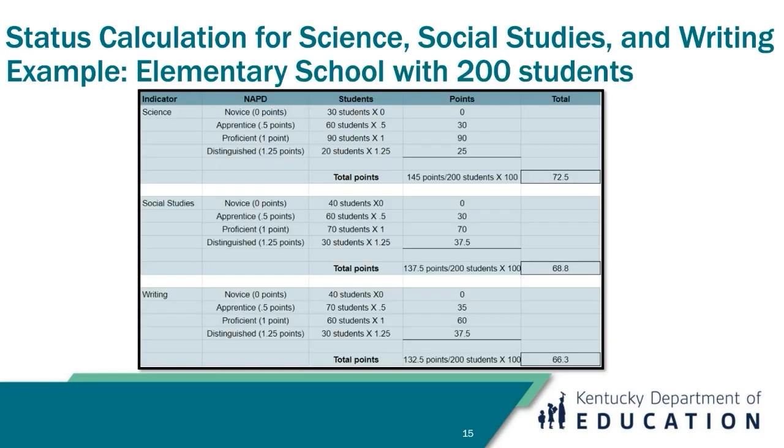The state assessment results in science, social studies, and writing will have a similar calculation. This is an example for calculation of the state assessment indicator of science, social studies, and writing with an elementary school containing 200 students. After viewing the breakdown of the point configuration, you can see they earned a total of 72.5 points in science, 68.8 points in social studies, and 63.3 points in writing.